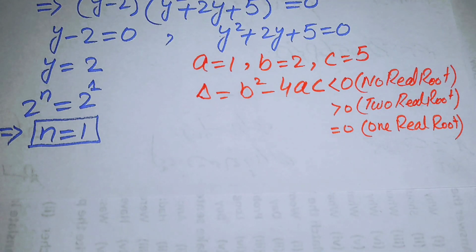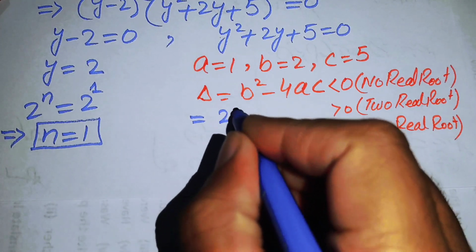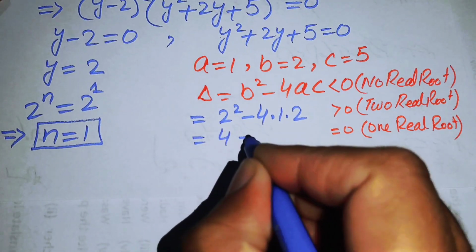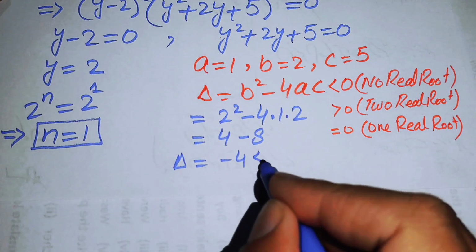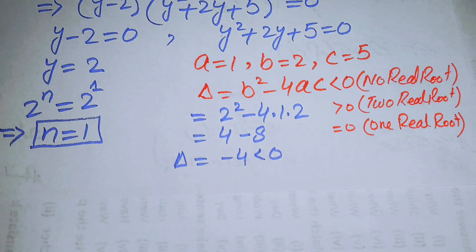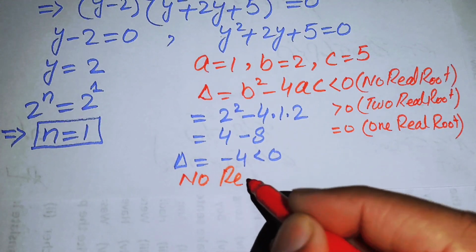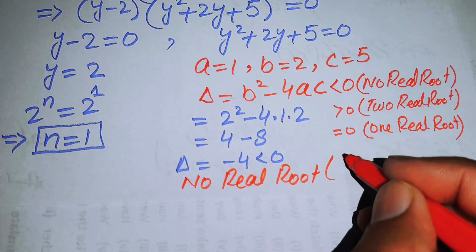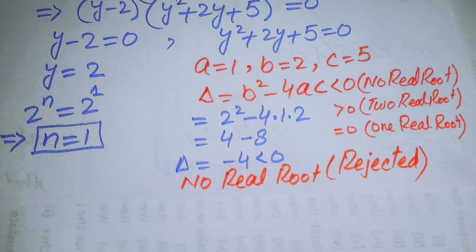So now we will check the behavior of delta by putting the values of a, b, and c here. Then you get 2 square minus 4 times a is 1 and c is 5, and you get 4 minus 20. So that becomes minus 16, and you see here our delta is less than 0, and if our delta is less than 0, then it means that it has no real root. So here I can just write it has no real root. So if it has no real roots, then we will reject this case, because I can solve this problem for the real values only.